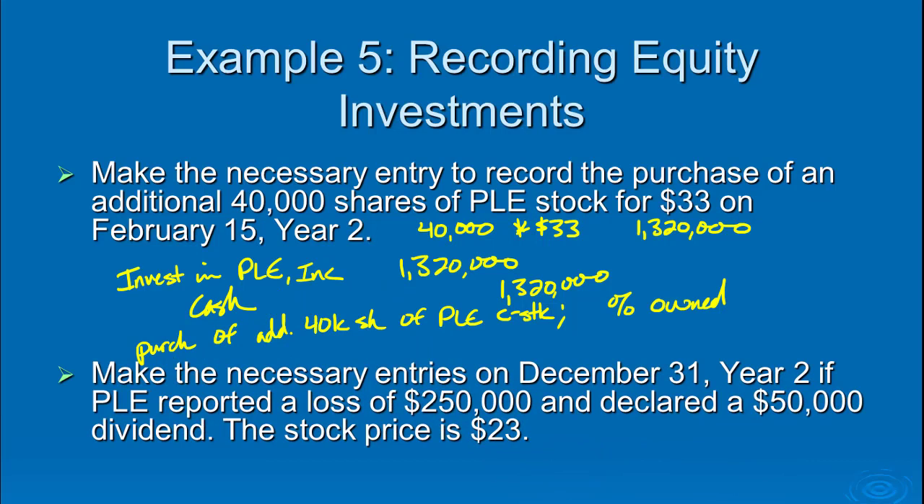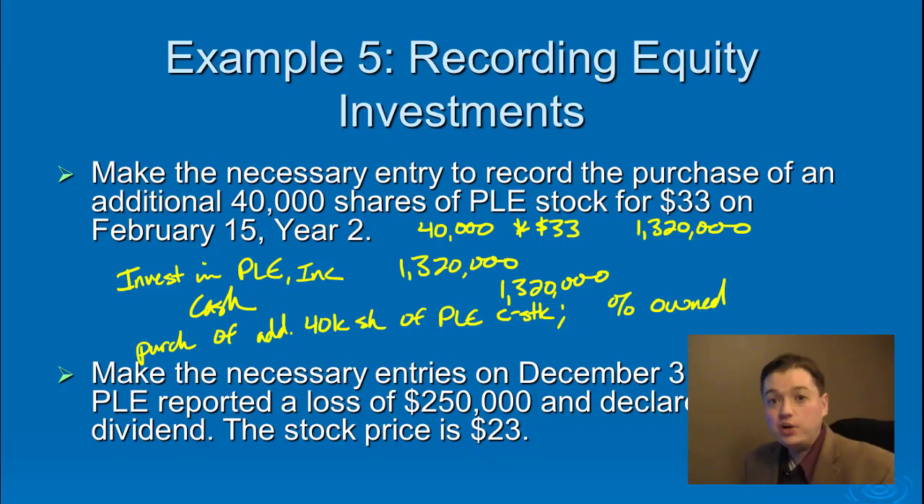At the end of year 2, PLE reports a loss now of $250,000. They declare a $50,000 dividend even though they haven't paid it yet. And the stock price on that day is $23 a share. So figure out what that percentage is and then make any necessary journal entries to record the information in that second bullet.